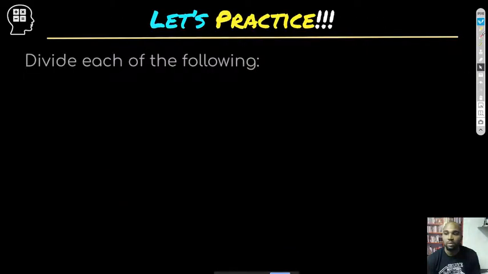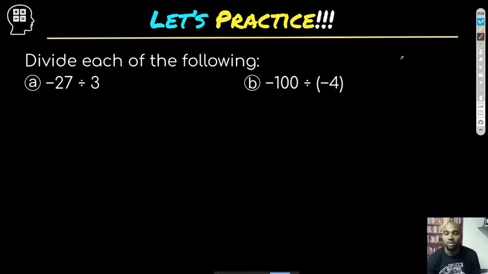And as before, let's practice a couple just to drive this point home. So here you go. Negative times a positive. Do you remember that one? These are two different signs, so we're going to call that negative. So 27 divided by 3 is 9. And this is negative divided by negative, so that's going to give me a positive. Well, 100 divided by 4 is 25. And that's as simple as that.